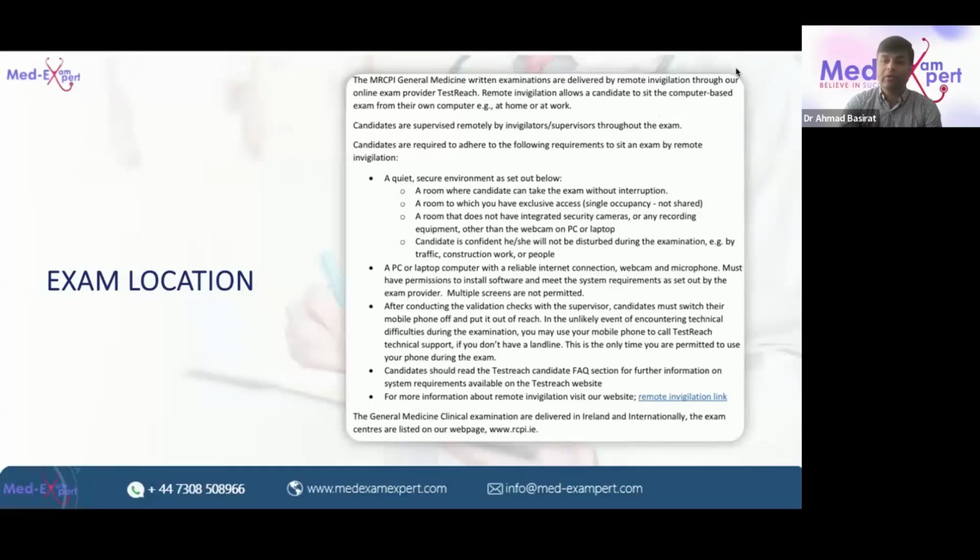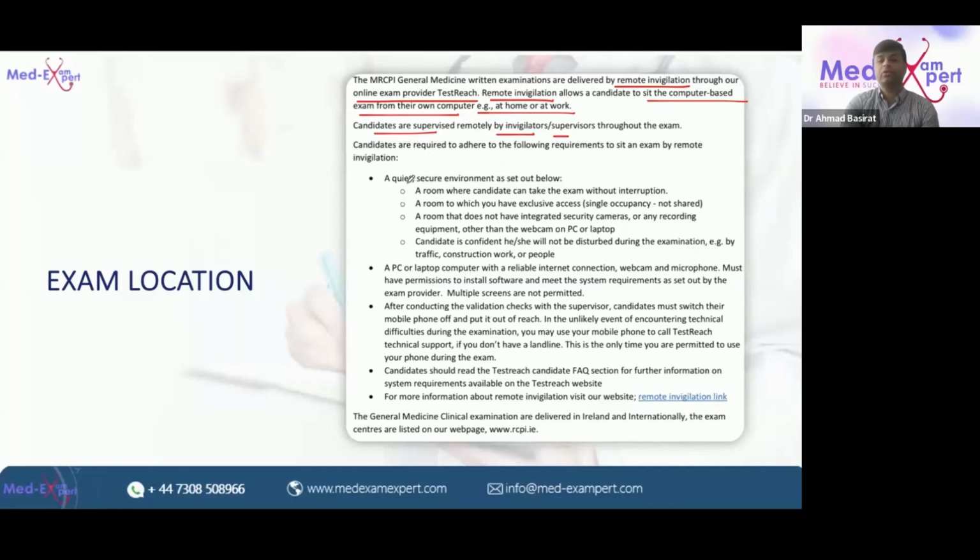What the college, when I say college I mean the RCPI, has been using is remote invigilation through their online exam provider, which is called Test Reach. Remote invigilation allows candidates to sit the computer-based exam from their own computer, for example at work or at home. Once you have the eligibility, you pay the fee and submit the documentation, and you are able to give the exam remotely. Candidates are supervised remotely by invigilators throughout the exam.